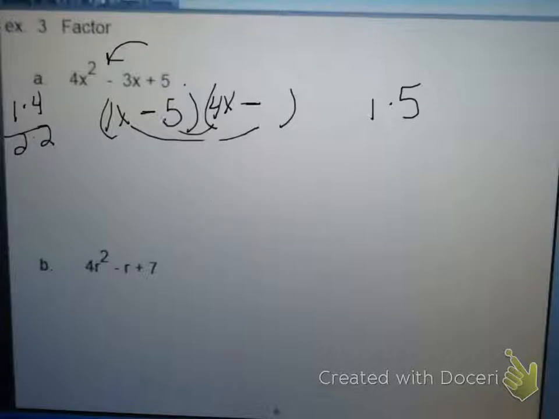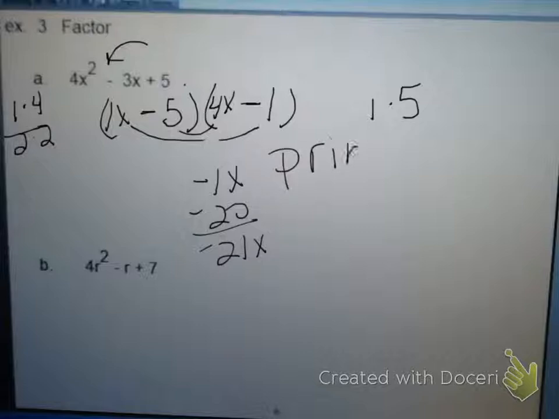So I'm going to switch the 5 and the 1. So that's negative 1x and a negative 20x is negative 21x. I have used every option. I think this is prime, but to make sure, I'm going to multiply my a and my c together. Remember, ax squared plus bx plus c. I'm going to multiply 4 times 5 and I get 20.